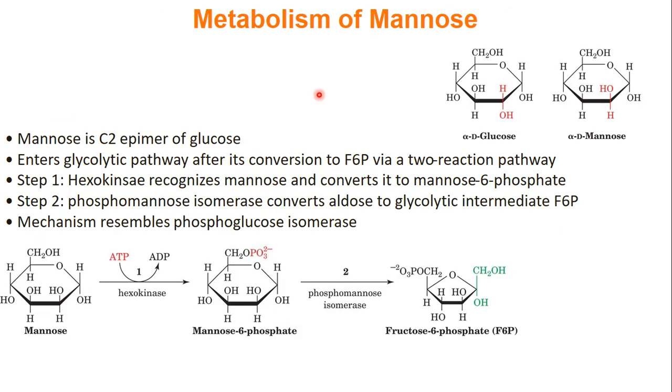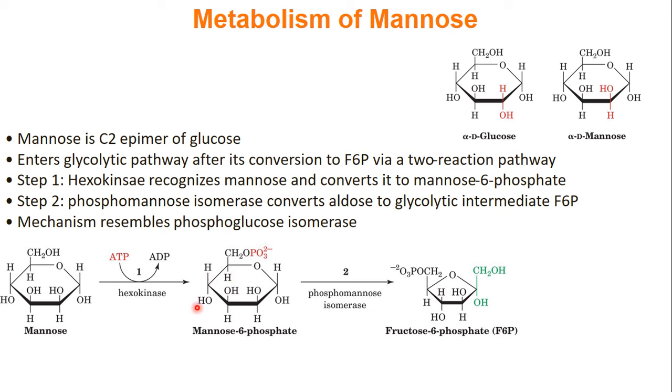Our last sugar is mannose. And mannose is a C2 epimer of glucose. And it can enter the glycolytic pathway after it's been made into fructose 6-phosphate, and this reaction is a simple two-step reaction. So luckily, hexokinase can work on mannose. So hexokinase will phosphorylate mannose to make mannose 6-phosphate.